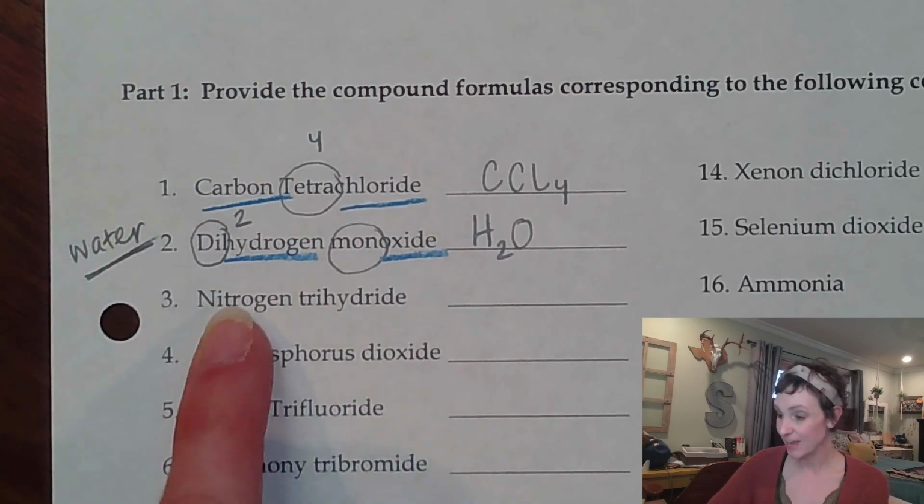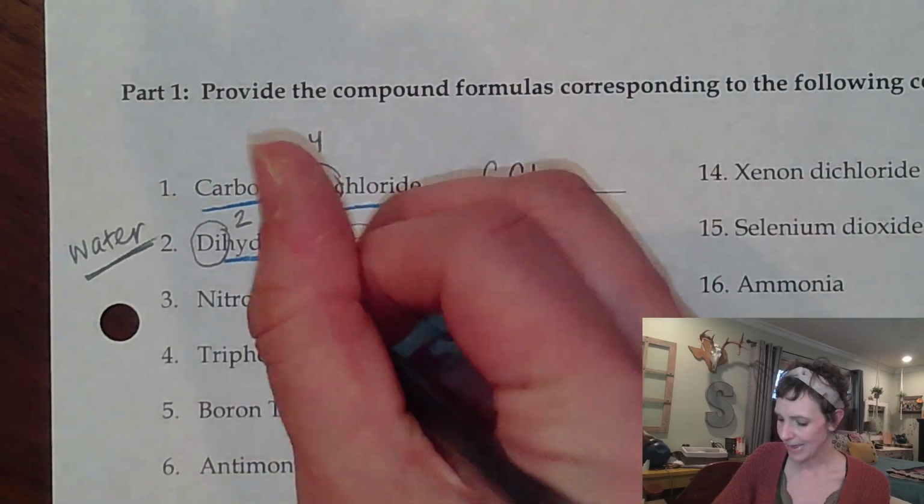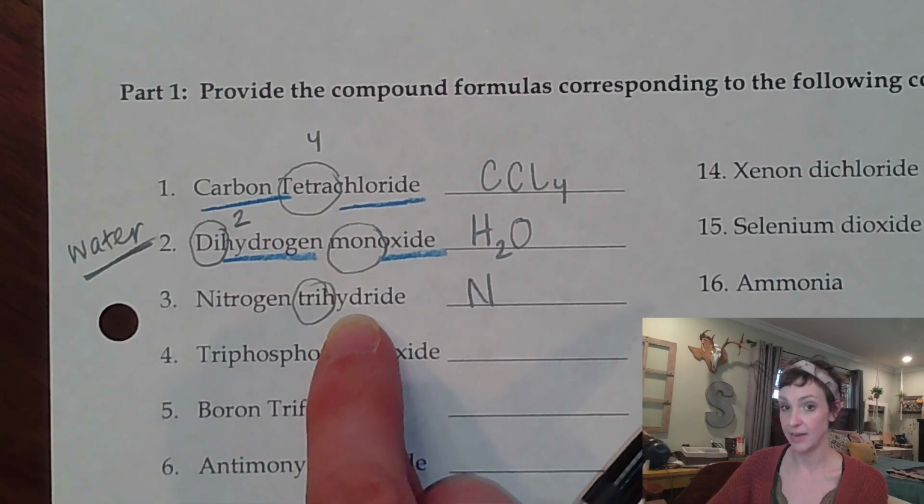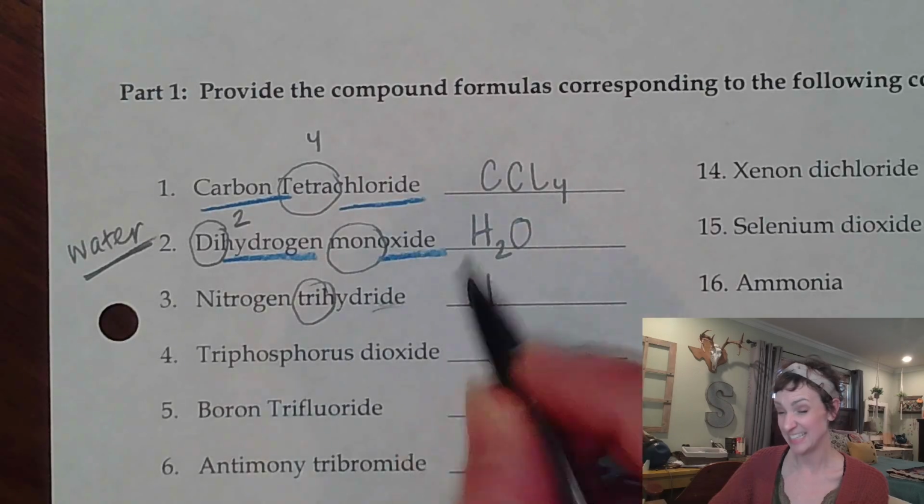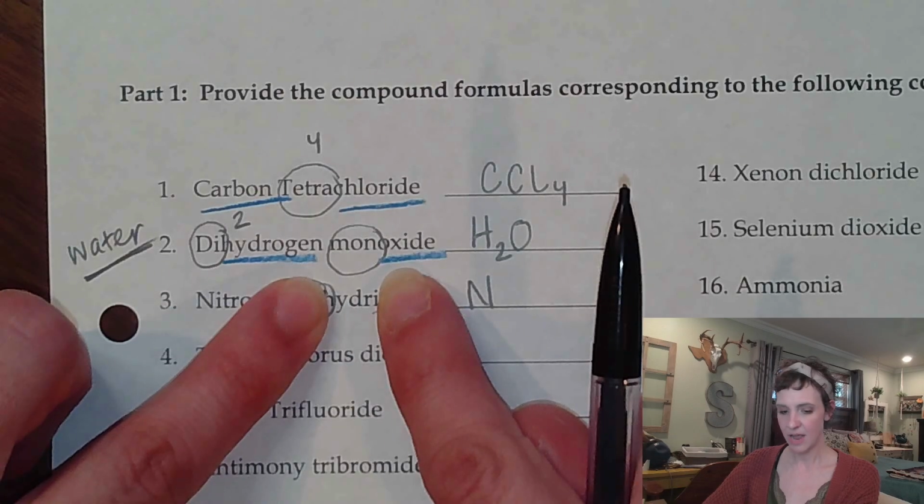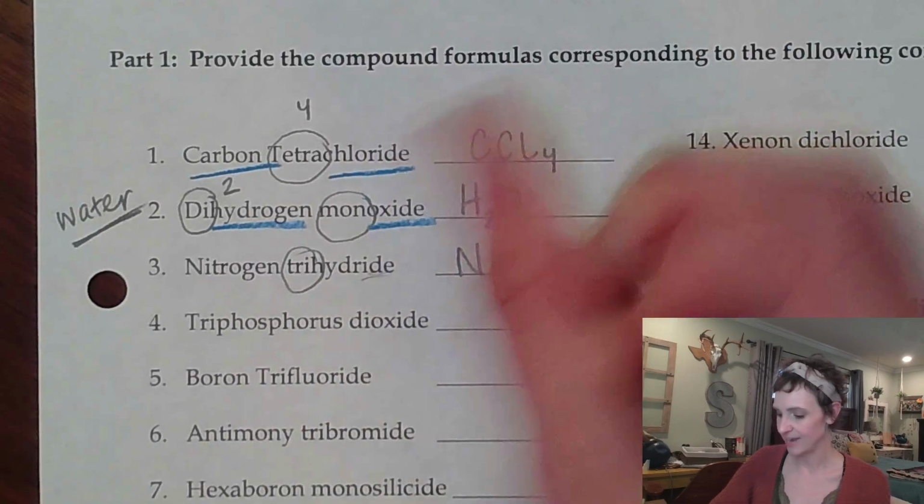Okay, next up we have nitrogen. No prefix, so there is only one nitrogen. Trihydride. Tri means 3, but hydride. Remember, we always change the ending to the second element to ide. So try to dissect what element is hydrogen. And it is, in fact, hydrogen, and I have 3 of them.